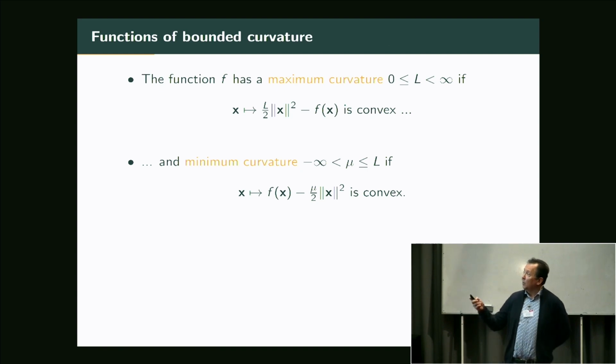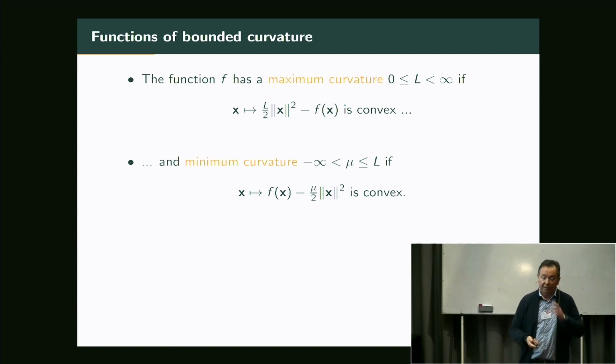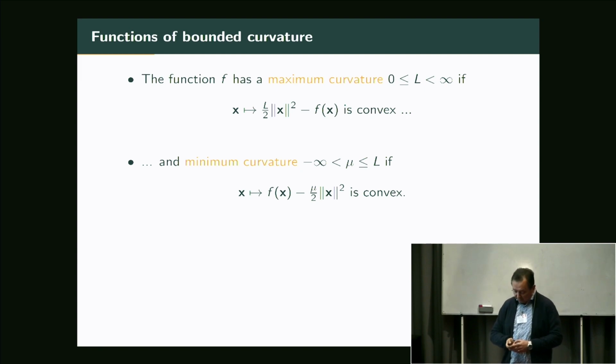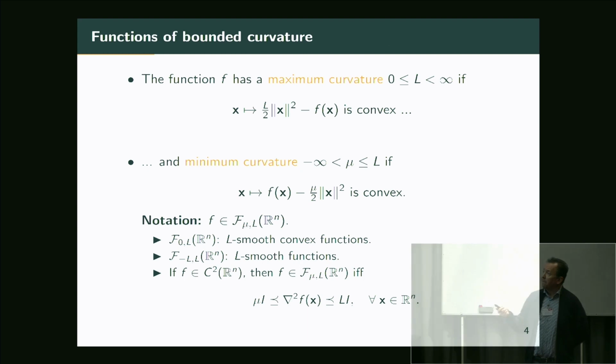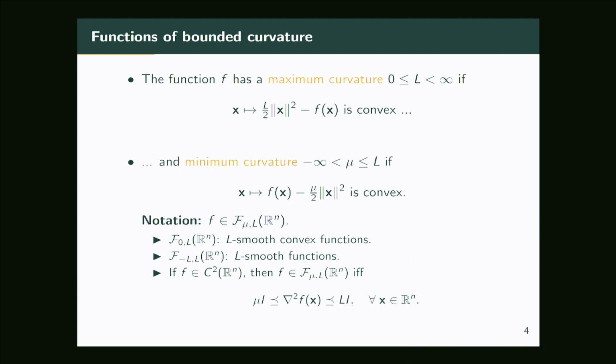So in particular, what we can see, if mu is equal to 0, this implies that f is a convex function. So this includes the class of convex functions if mu is equal to 0. And we will have a notation for this class of functions of bounded curvature, which again are also called hypoconvex functions. So we have these parameters mu for the minimum curvature, L for the maximum curvature. Domain is R^n, so we have this notation f mu L of R^n.